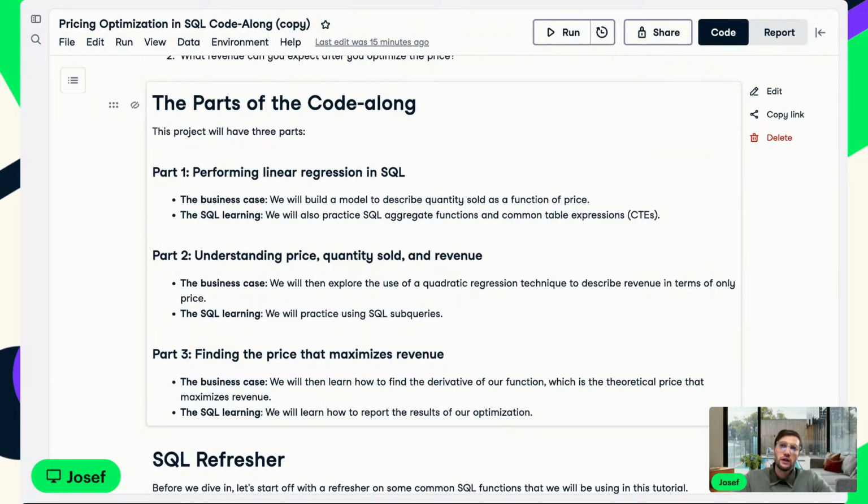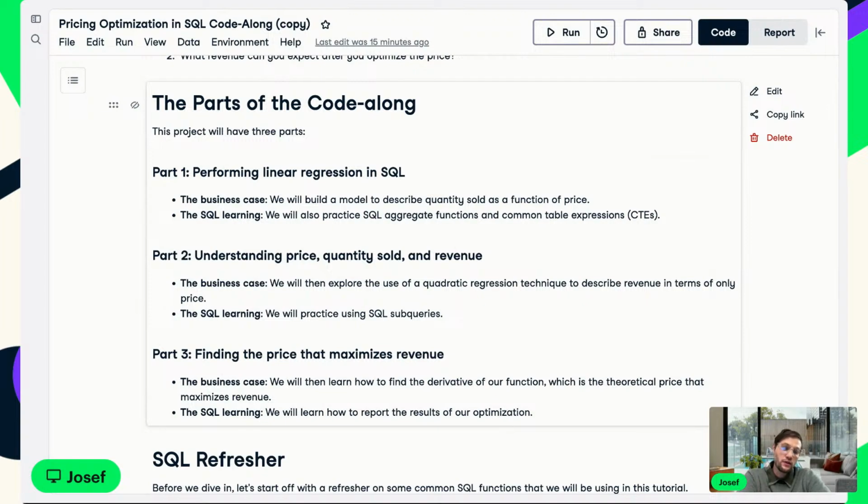In part two, we're going to understand more about the relationship between price, quantity sold, and revenue. We're going to introduce a third term, a new term, revenue, and define revenue in a particular way. We're going to take our linear model and make it a polynomial regression, specifically a quadratic regression, because we're going to describe price by a squared term. In this section, we're going to use SQL subqueries.